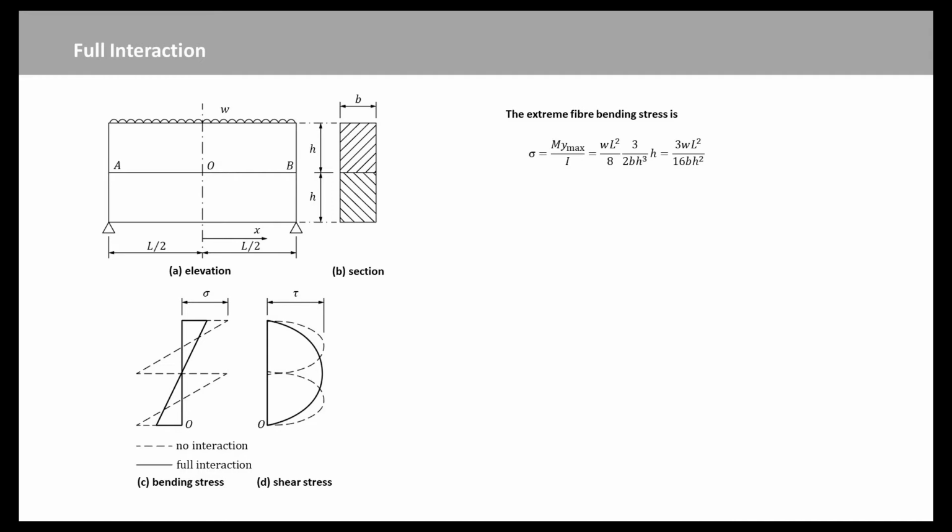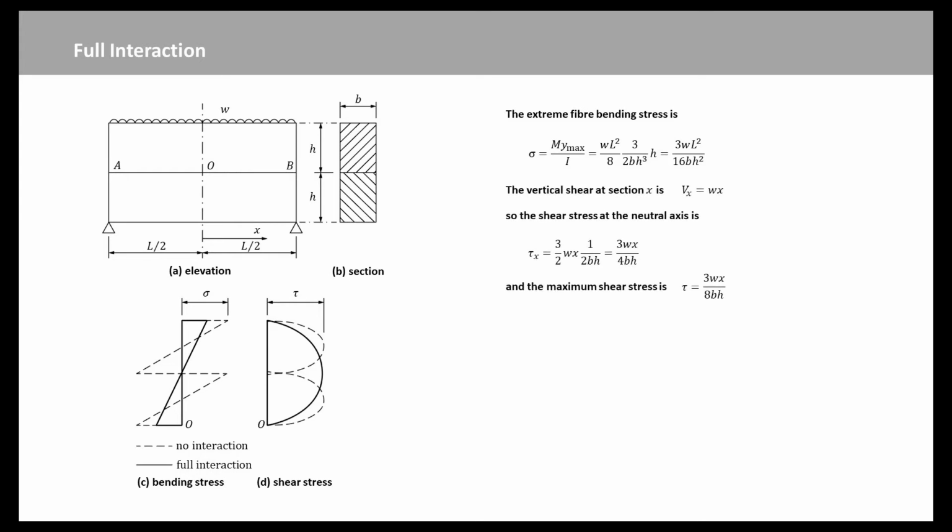For the composite beam of width b and depth 2h, I equals 2b times h cubed over 3, and the elementary theory gives the midspan bending moment as w times L squared over 8. The extreme fiber bending stress is this equation. The vertical shear at section x is Vx equal to w times x, so the shear stress at the neutral axis is this tau x equation, and the maximum shear stress is this tau equation.